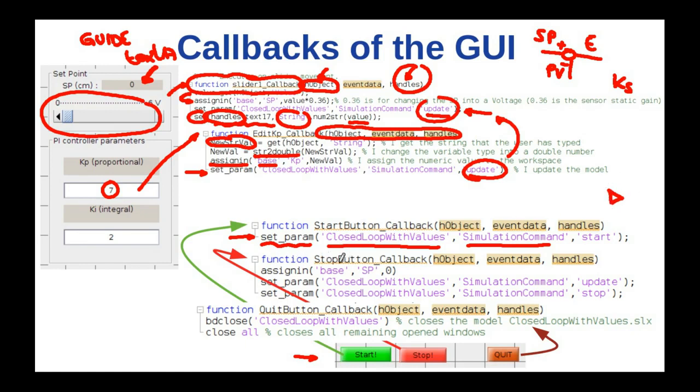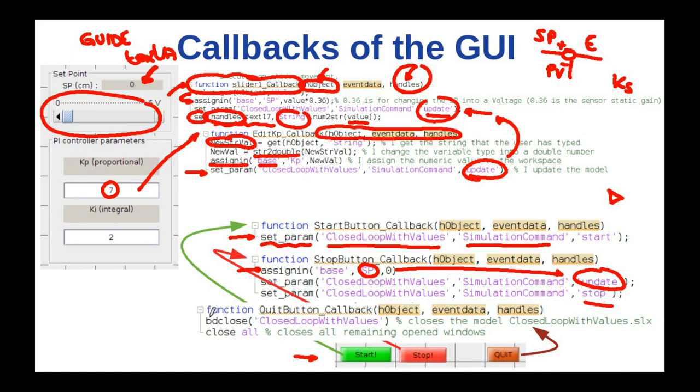Then about the stop button, we first assign a set point value of 0 at the workspace, because if the simulation is wanted to restart, then we will start from set point value of 0. That's in order to prevent unexpected values of set point if we restart the model. Then we update the model for this value to have an effect on the model as before, and finally we stop the model.